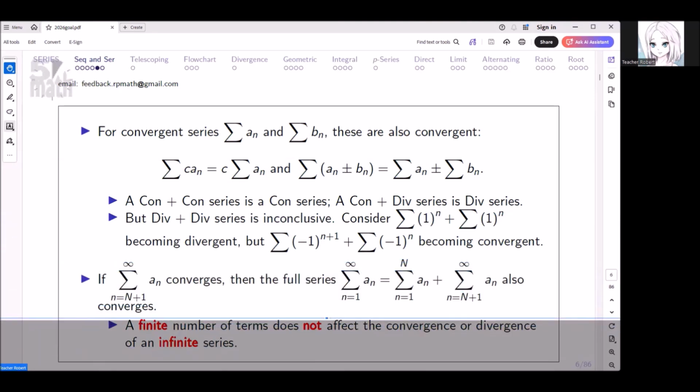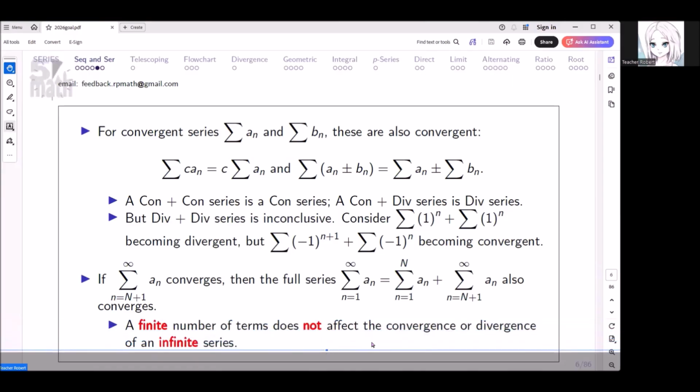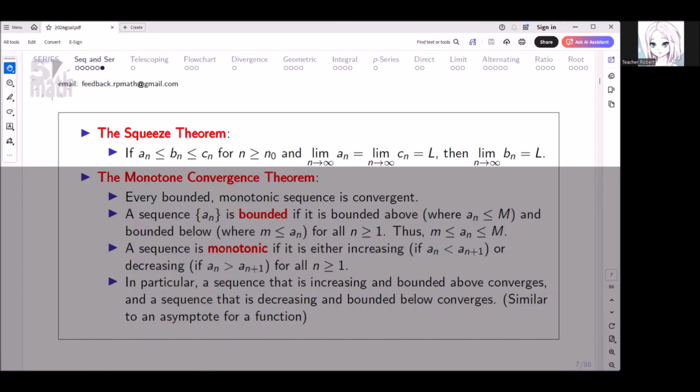If this converges, then the full series here also converges. A finite number of terms does not affect the convergence or divergence of an infinite series. The squeeze theorem: if this for that, and these, then limit n to infinity Bn equals L.